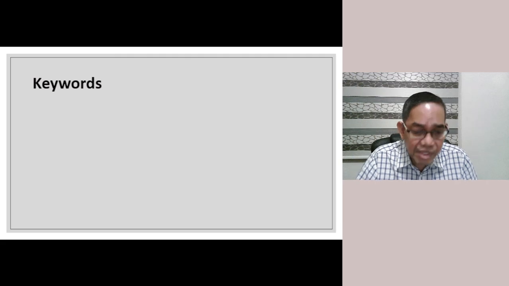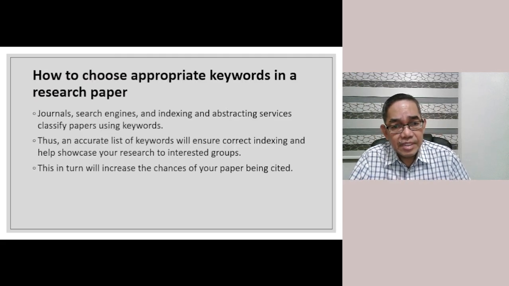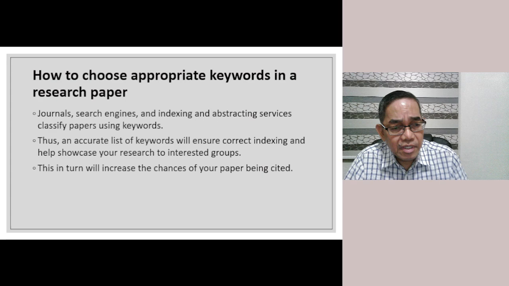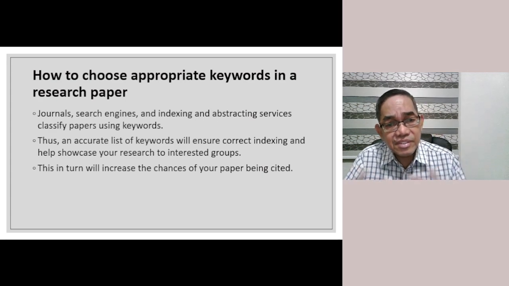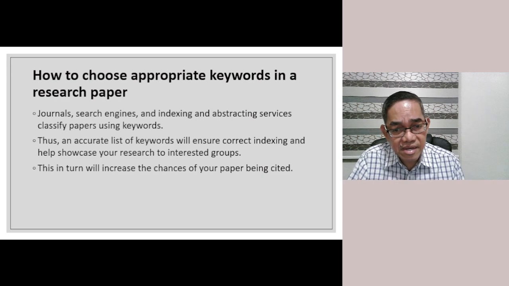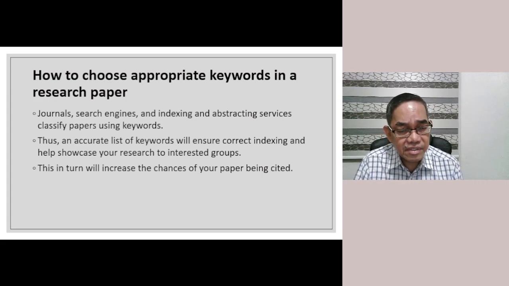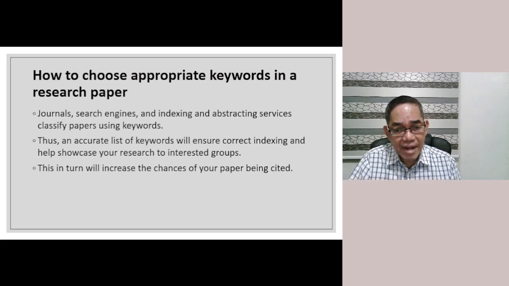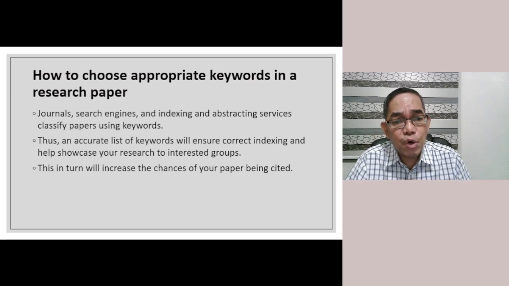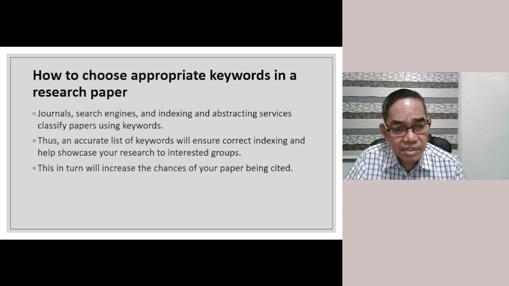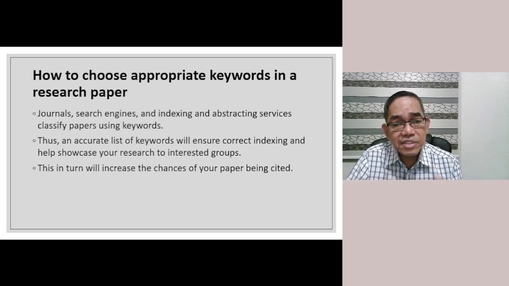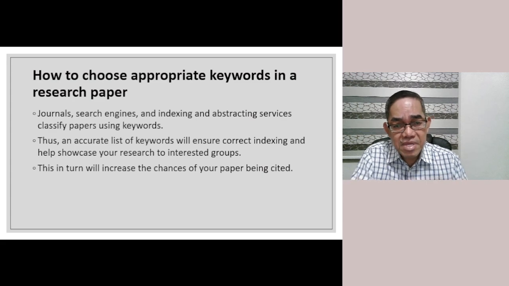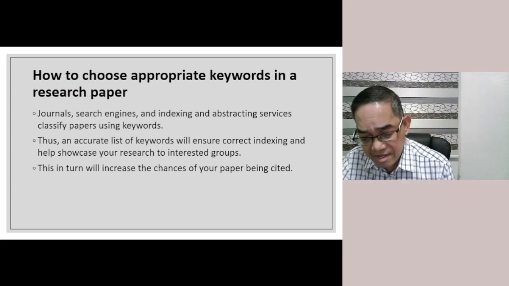Now, lastly, we talk of the keywords. How do we choose appropriate keywords in the research paper? Journals, search engines, and indexing and abstracting services classify papers using keywords, and thus an accurate list of keywords will ensure correct indexing and help showcase your research to interested groups. And this in turn will increase the chances of your paper being read and subsequently cited.